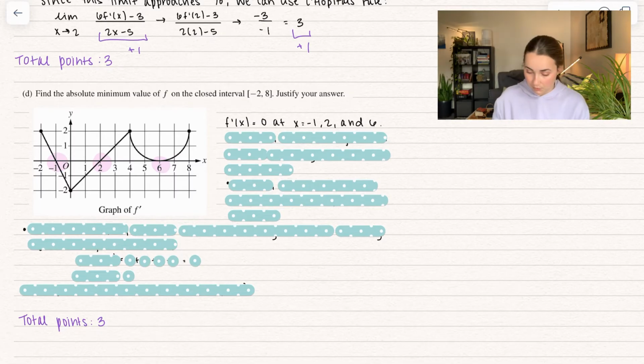Let's talk this through first. Let's first talk about x equals -1. At x equals -1, the first derivative is changing from positive to negative, which tells us our function is changing from increasing to decreasing.